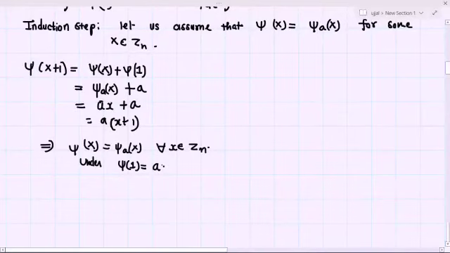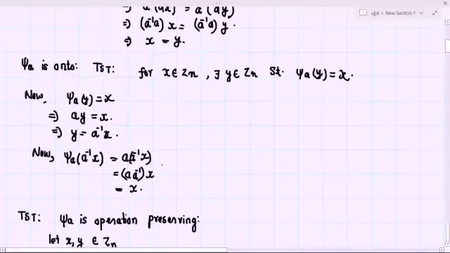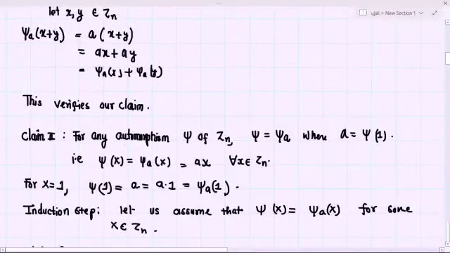So we proved that, now we verified our claim 2 also, where we have said that for any automorphism psi of Zn, psi is of the form psi A, where A is in Un, and A is equal to psi 1. A is in Un and A is equal to psi 1. Clear?